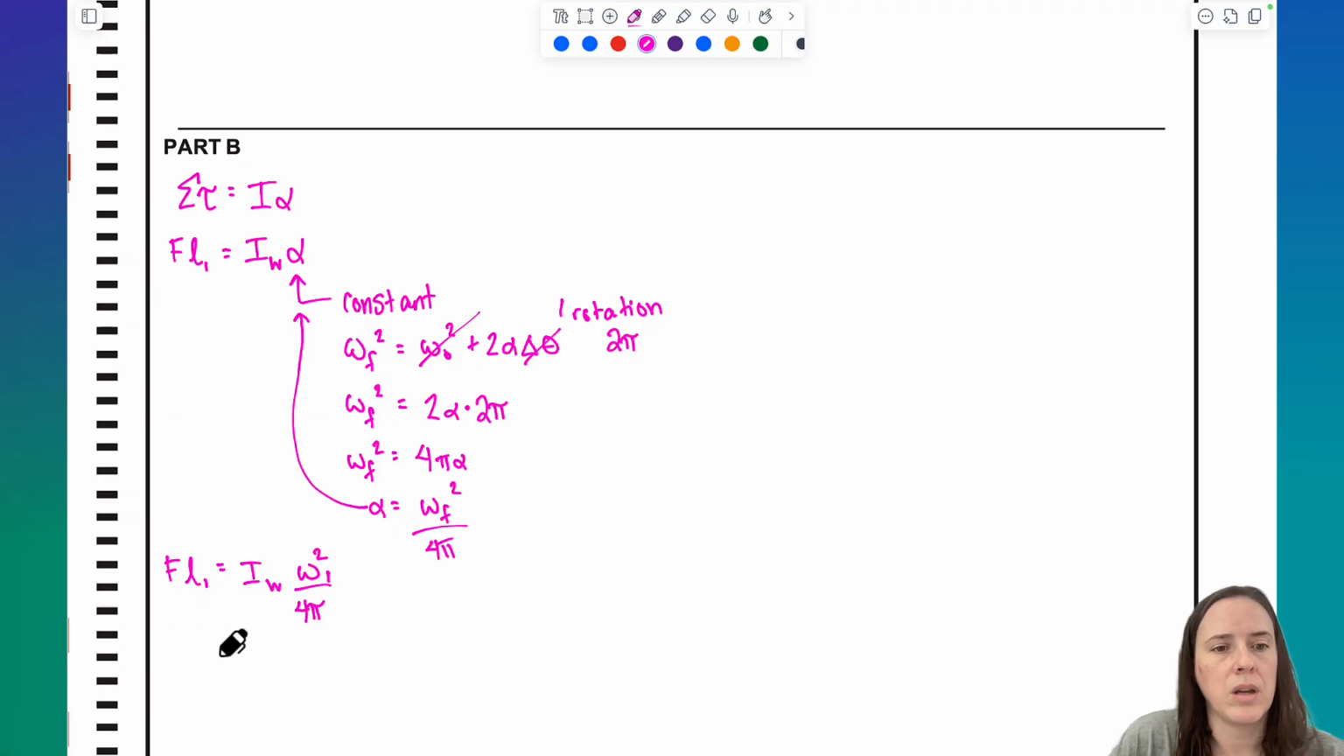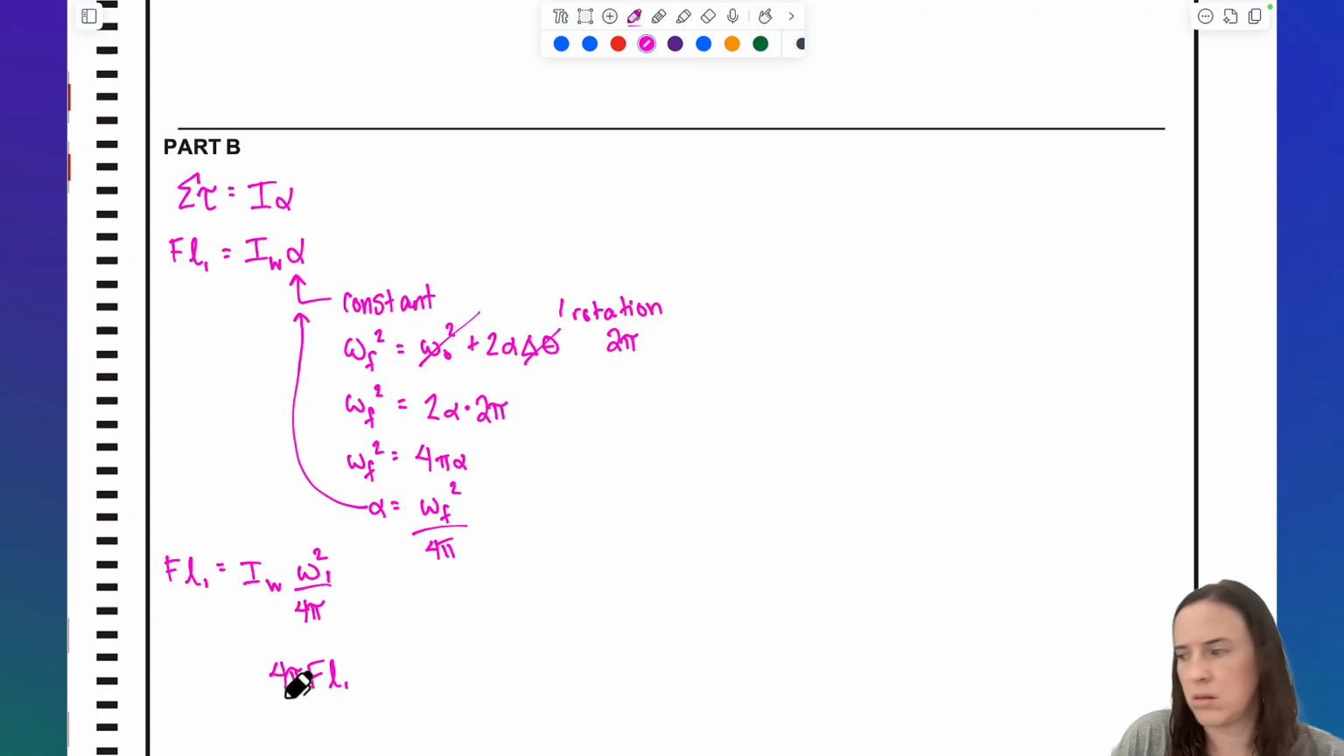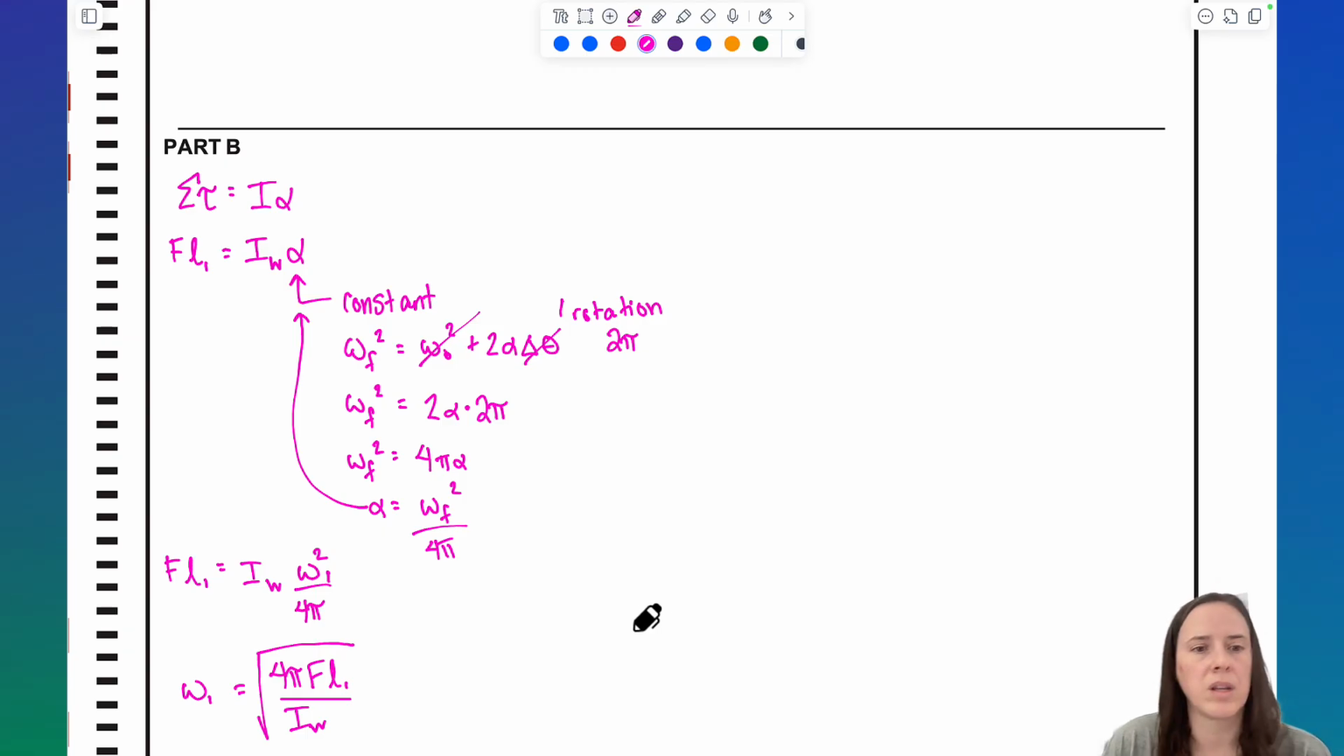I'm going to multiply that 4 pi over. So I get 4 pi force times L1 divided by my moment of inertia, and that's equal to omega 1 squared. I'm going to square root it to get my final answer. So I get the square root of 4 pi force L over moment of inertia.